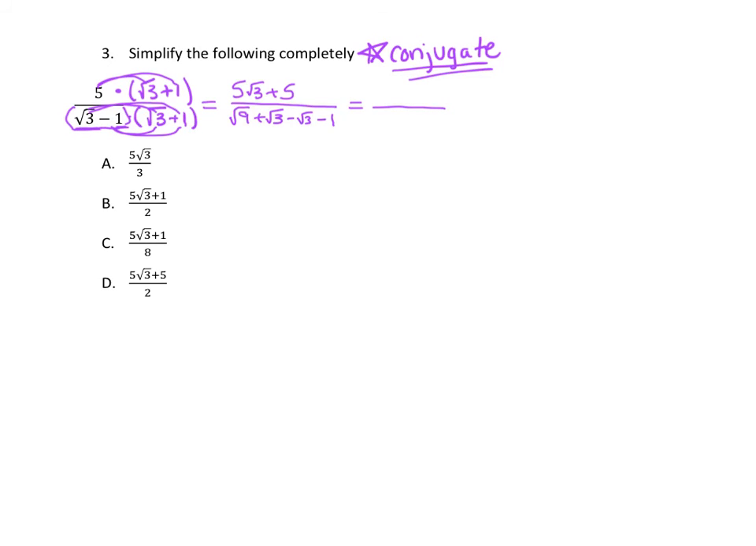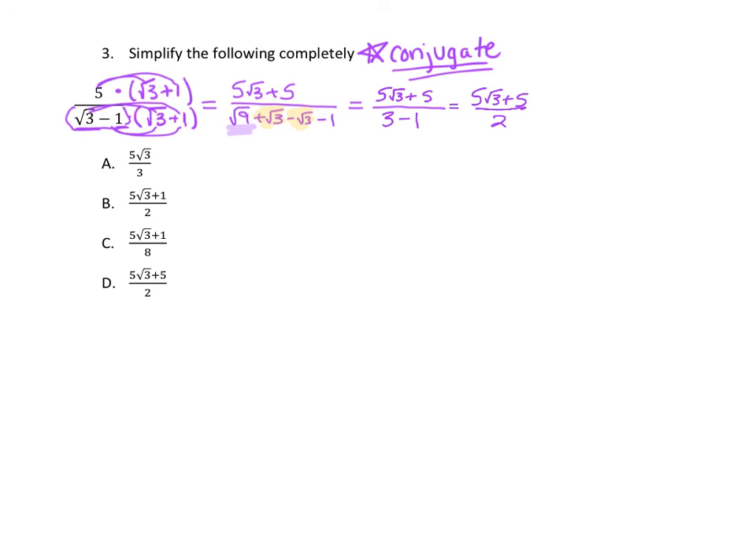Now, the reason we do the conjugate, which I talked about already a little bit, is because since I changed the sign, it causes these middle terms to subtract. And if you notice, square root of 9 is actually already a perfect square. So I'm just going to have 3 minus 1 left in my denominator after I multiply by the conjugate. And this should happen every time, assuming you switch the signs and did the conjugate correctly. In the top, those terms don't combine, so I'm going to have 5 root 3 plus 5 all over 2.